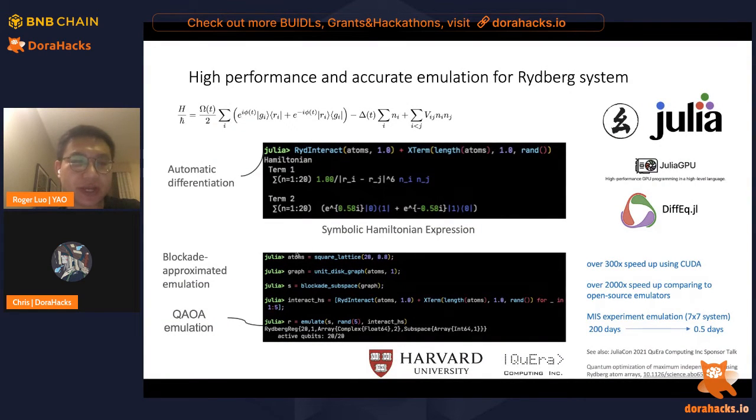So here is a glance of what it looks like. It has high-performance and accurate emulation for Rydberg systems, and it currently has experimental support for automatic differentiation. We also support the blockade approximation, which allows us to simulate 8 by 8 qubits of the Rydberg atom array. This has been very helpful in our recent results on using the Rydberg atom array to solve the maximum independent set problem, which just recently appeared in Science. It's built on top of the nice ecosystem of differential equations, Julia GPU, and YAO.